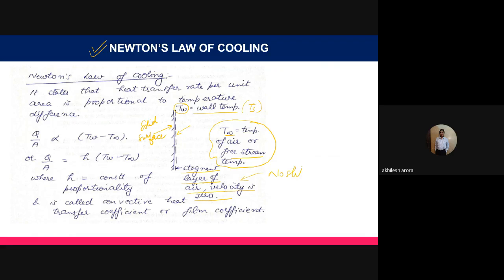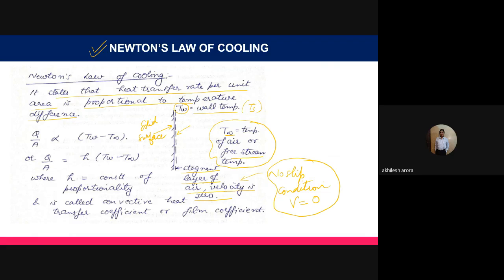No slip condition. The meaning of no slip condition is the velocity of the layer which sticks to the solid surface is actually zero. So no slip condition means velocity of the layer which sticks to the solid surface is zero. Now what is Newton's law? It states that the heat transfer rate per unit area is proportional to the temperature difference.